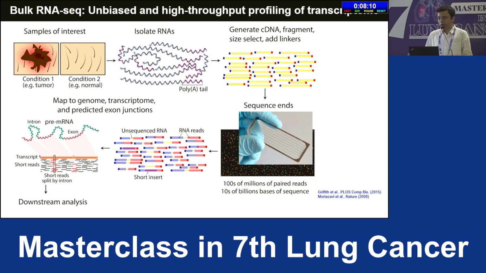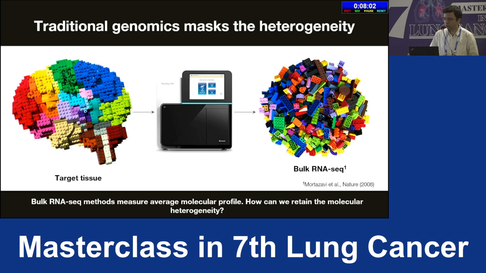If I were to visualize what information RNA is really capturing, I have a schematic to help you visualize. Again, I'm visualizing the brain. The brain is made up of different cell types, which here are visualized as different colored Lego pieces. When I do bulk RNA-seq, I'm capturing the average molecular makeup of that particular tissue, but there are two levels of information that go missing.